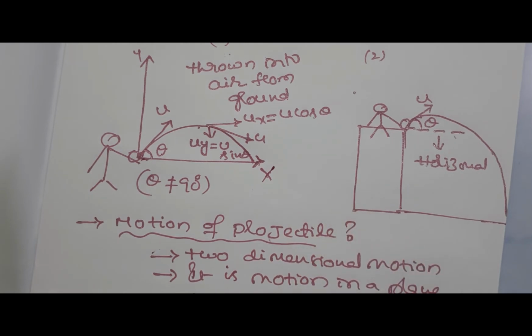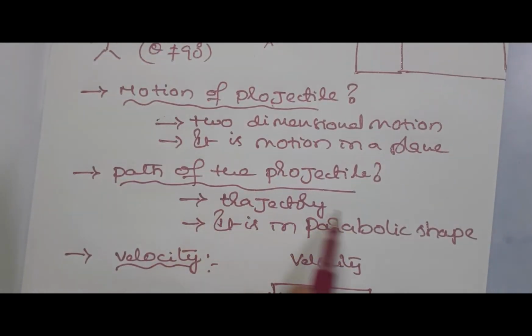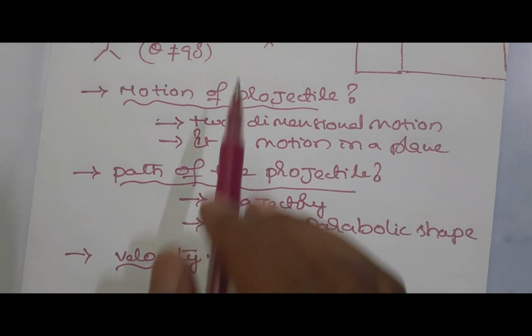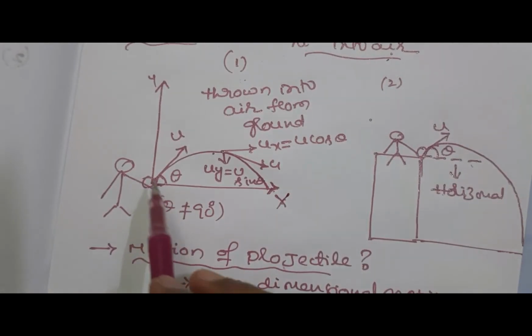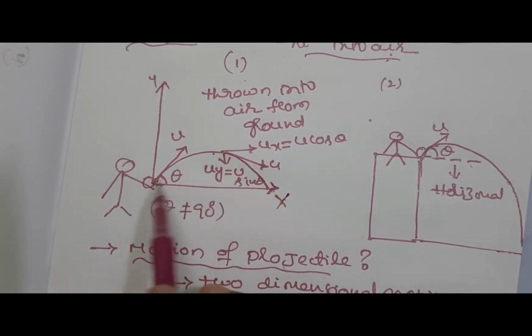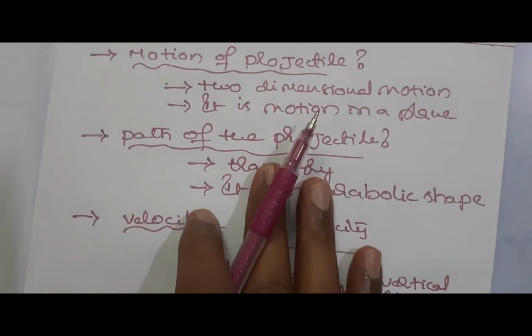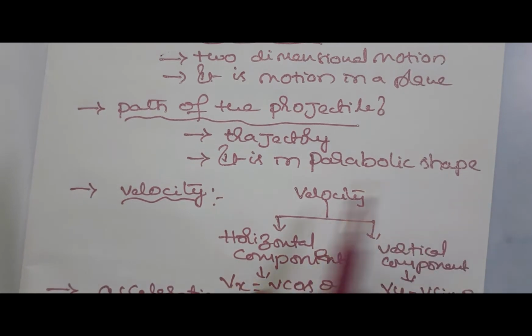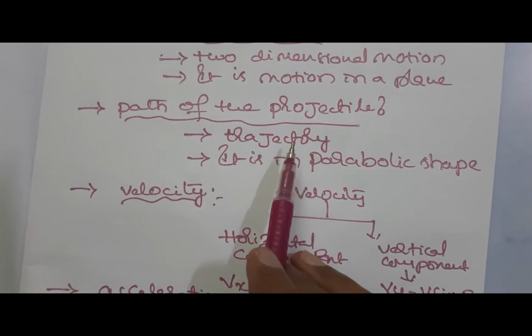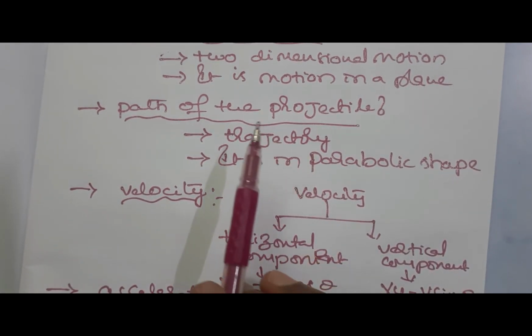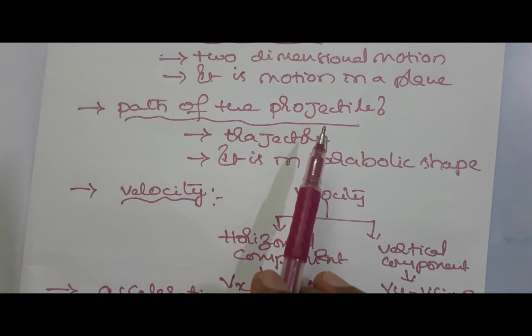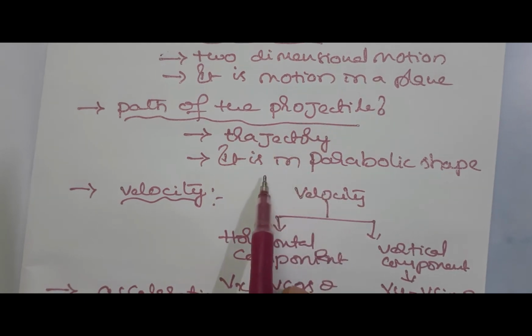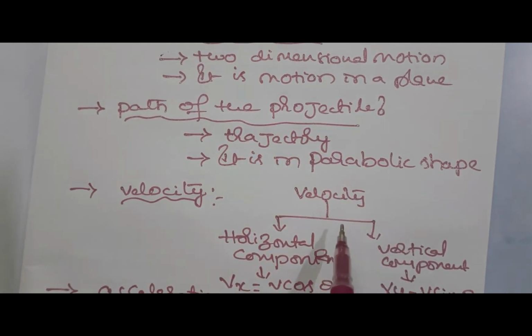What is the path of the projectile? The path followed by the projectile is called the trajectory. What does trajectory mean? The path followed by the projectile is called trajectory. It is in parabolic shape.